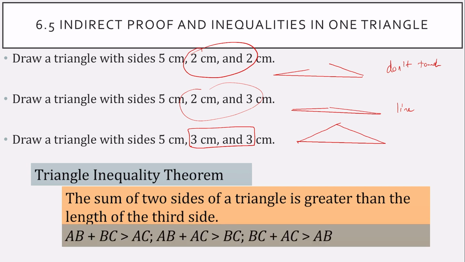The sum of two sides of a triangle is greater than the length of the third side. So you add two sides of a triangle, and it has to be bigger than the third side. In reality, if you add the biggest side to anything else, it of course will be bigger. So the two smallest sides have to be greater than the longest side in order to get a triangle. So the two smallest sides need to be greater than the longest side.